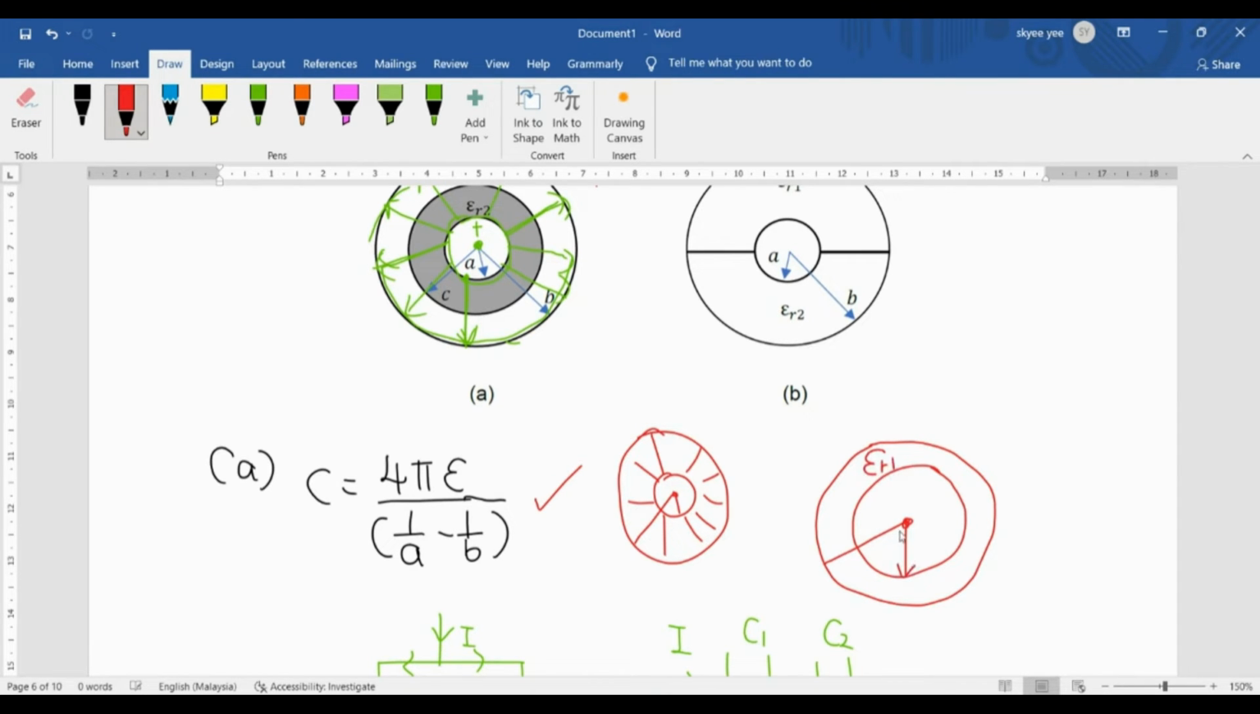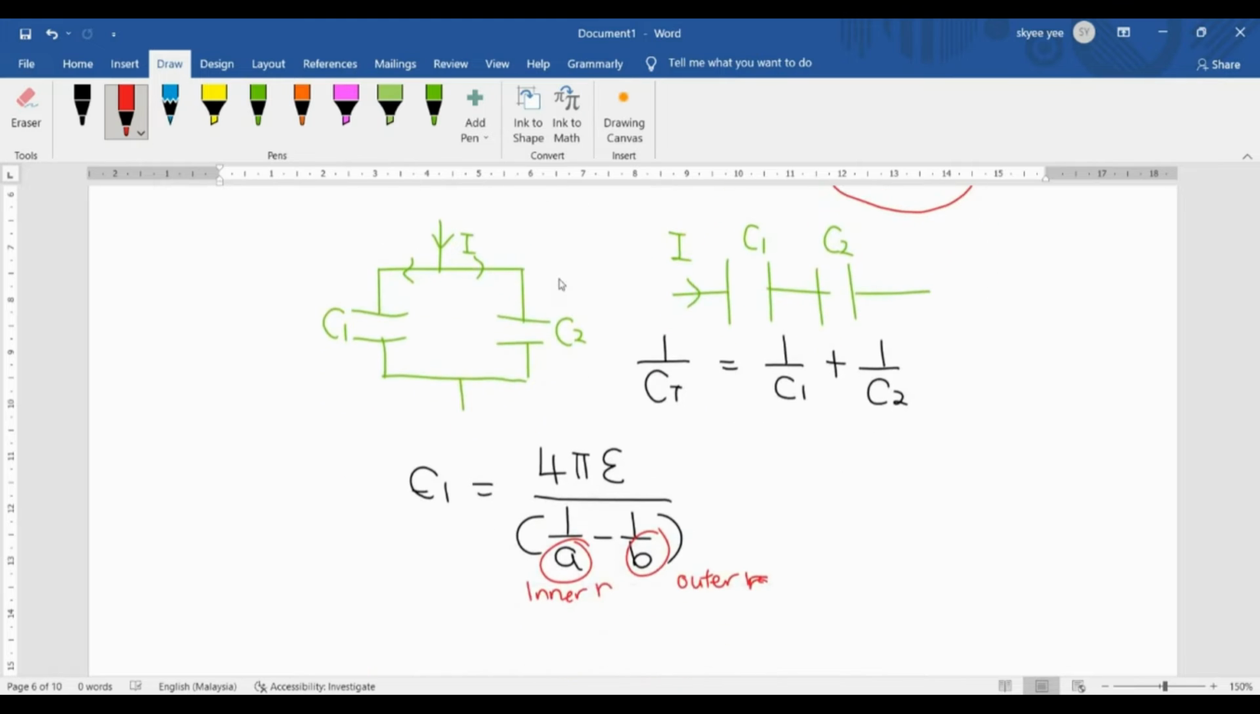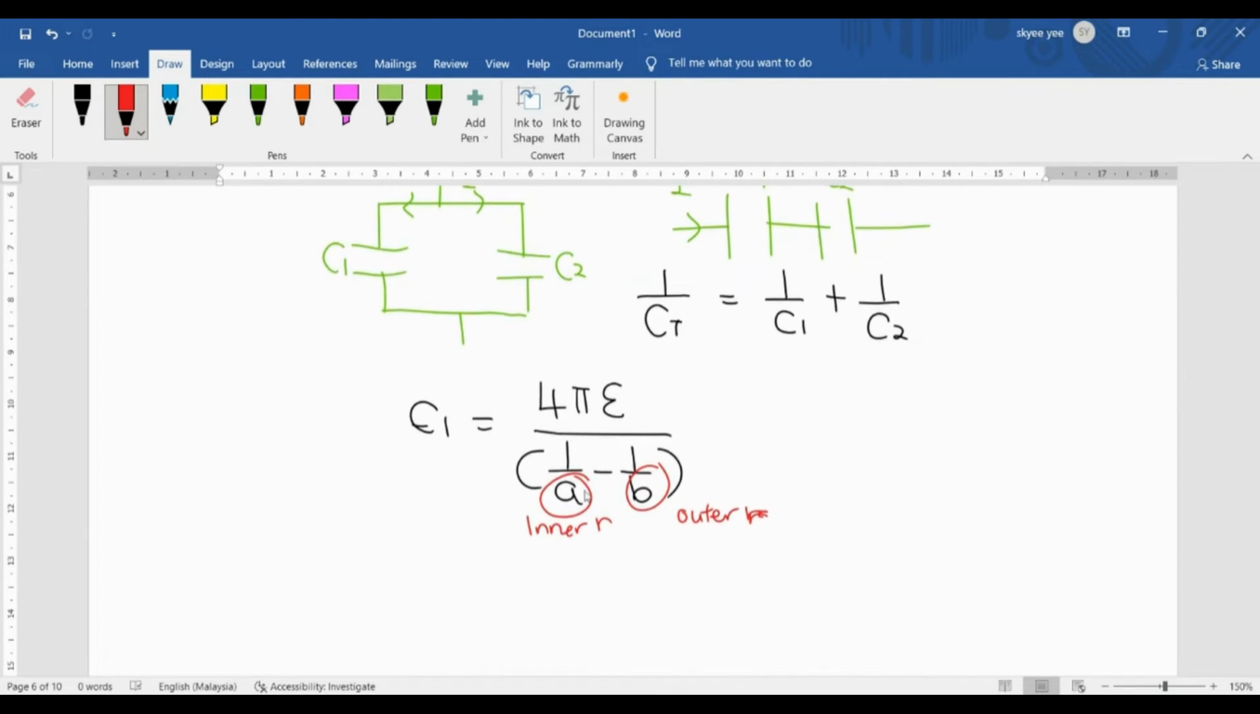Okay, so the inner is C, the outer is B. Am I right? You can look at it. C1: this is C, the inner radius, and this is the outer. So this one is going to be C, and this one stays the same, B. Okay, so it is 4 pi epsilon naught.